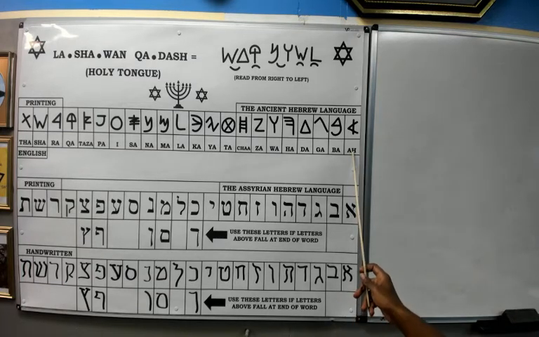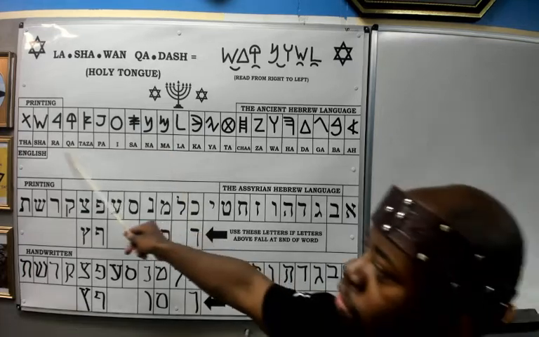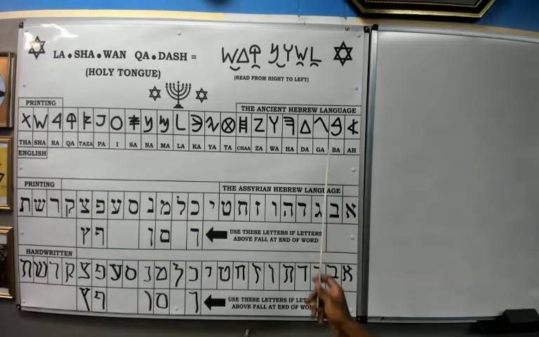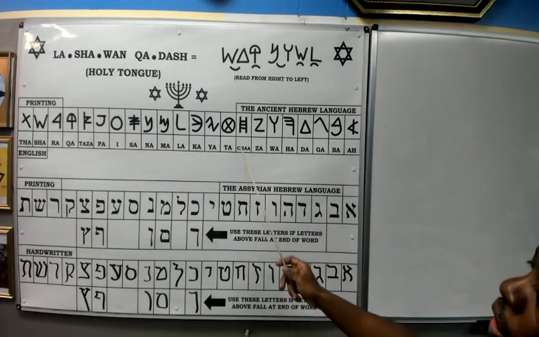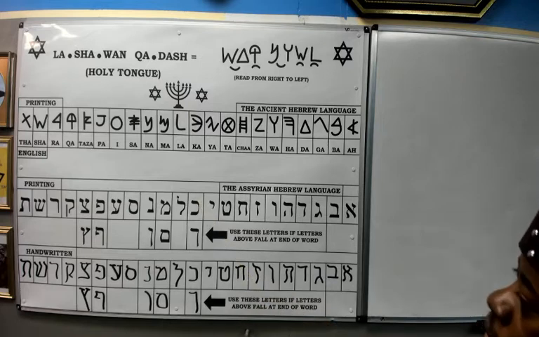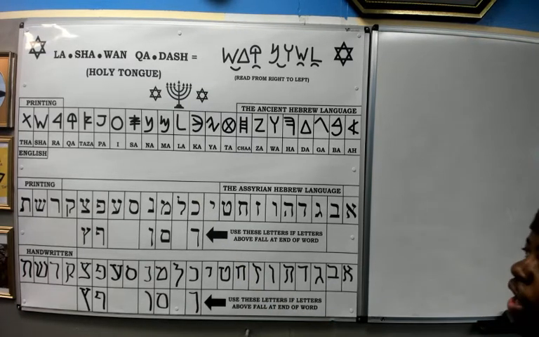Everything that you see, all the way on down to the end, it's the exact same pronunciation for the ancient Hebrew as well as for the Assyrian. All right, just so y'all can have that clarification.